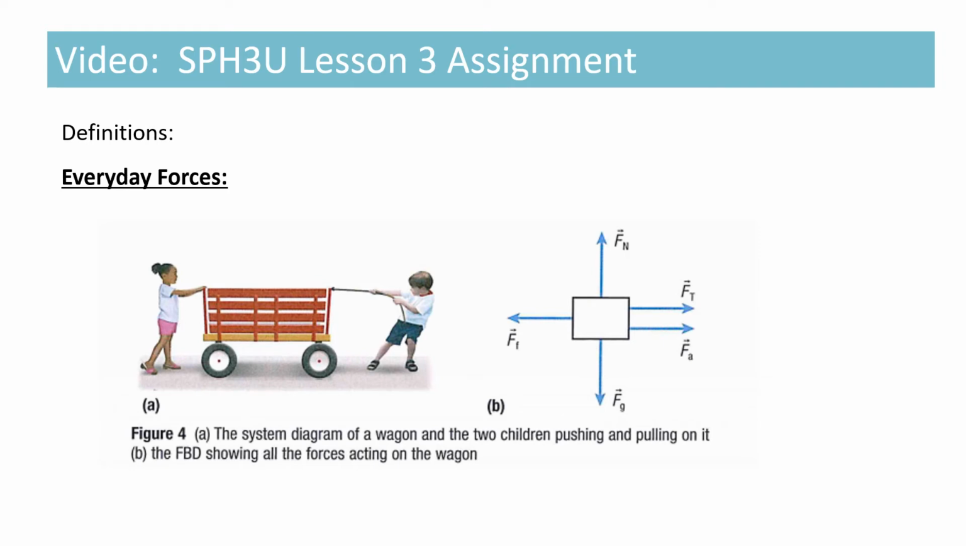Here is an example. In diagram A, we have a system diagram of a wagon and two children pushing and pulling on it. In figure B, we have a free body diagram showing all the forces acting on it. And you'll notice it tells you which force it is. Force of N, the normal force, force of T, force of A, force of T, and force of G. If you forget what these mean, go back to the previous slide.